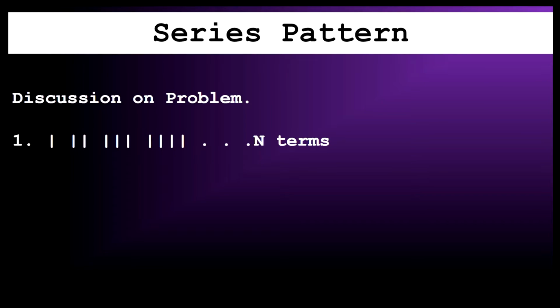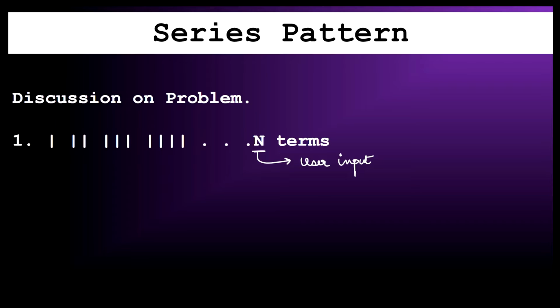Now see, if I tell you to count the number of vertical bars, it is n terms, which is the user input. What is n? N is user input. If I change the color of my ink to white, what is n? N is user input. Okay, so for these things we usually run 2 loops.